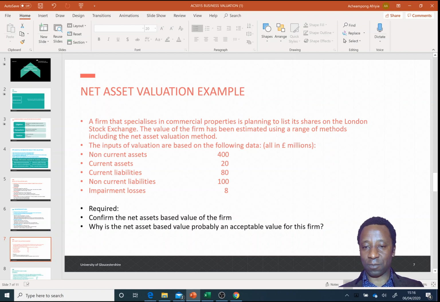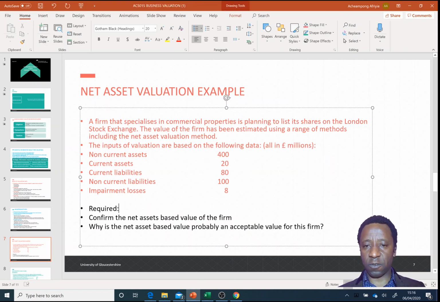Why is the net asset base value probably acceptable? I think we've said that because it's a bit likely that the assets and liabilities are recognized at fair value, and probably a bit unlikely that we will have a lot of intangibles or unrecognized assets and liabilities. Of course, that is a matter of fact. We will have to check to see if that is the case. Okay, let's move on then to the next method.